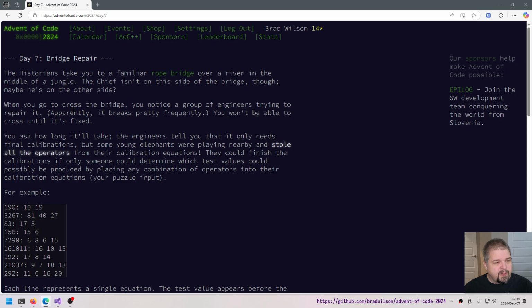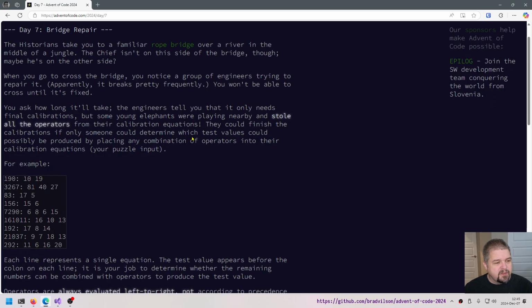Historians take you to a bridge. When you go to cross the bridge, there's engineers trying to repair it. You won't be able to cross till it's fixed. You ask how long it'll take. Engineers tell you they only need to be able to find the calibrations, but some young elephants were playing nearby and stole all the operators. I don't understand that, but sure. Finished calibrations if only someone could determine which test values could possibly be produced by placing any combination of operators into their calibration equations. Sounds like that's what we're going to do.